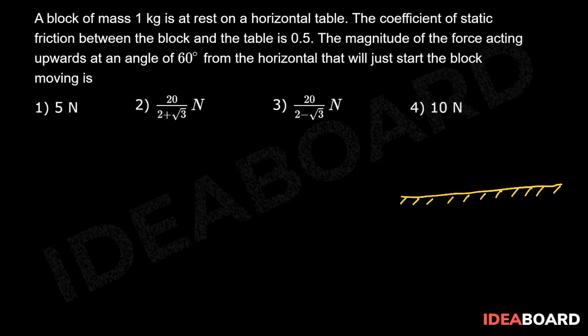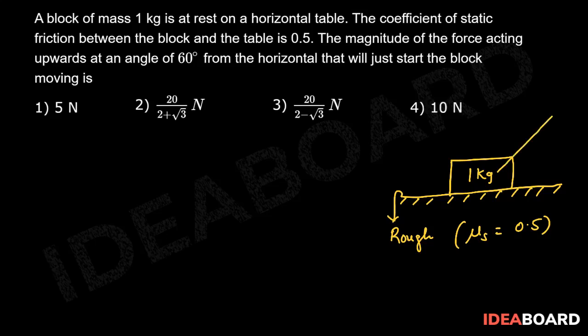on which a block of mass 1 kg is resting. It is given that this surface is rough. And the coefficient of static friction is given as 0.5. It is also said that this block is being pulled by a force F which is inclined at an angle of 60 degrees with the horizontal.